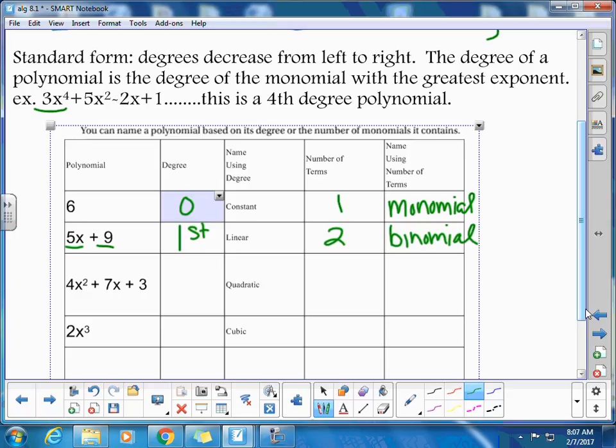4x squared plus 7x plus 3, again, we name it by the largest exponent, so x to the second, so it's a 2nd degree, and it's called a quadratic. And number of terms in this case, we have 3. So again, let's talk about bicycles. If we have 3 wheels on it, it's a tricycle. So it's a trinomial.